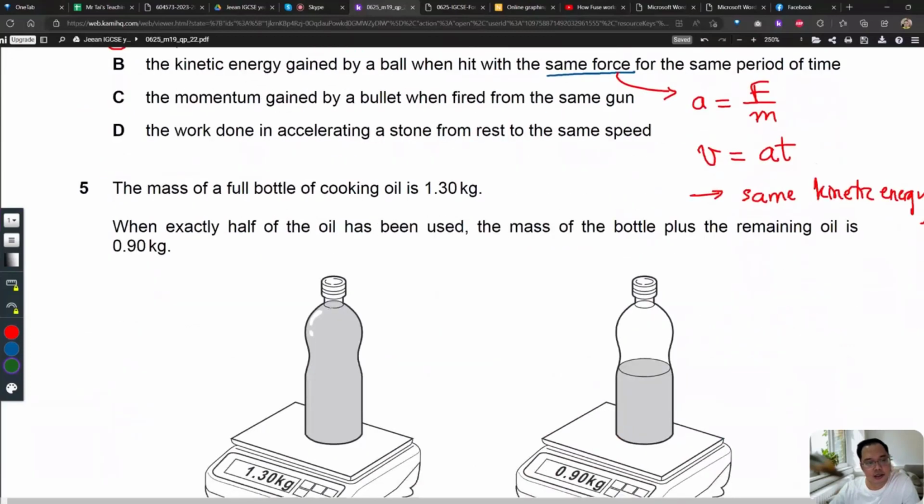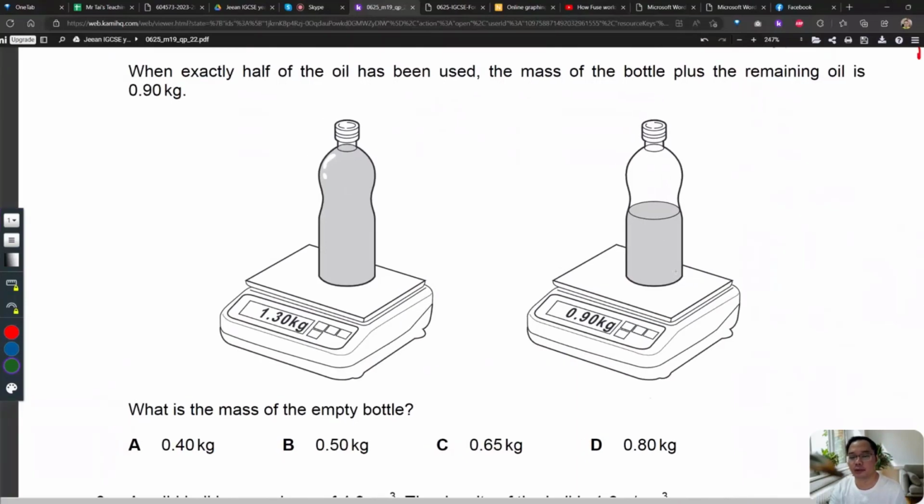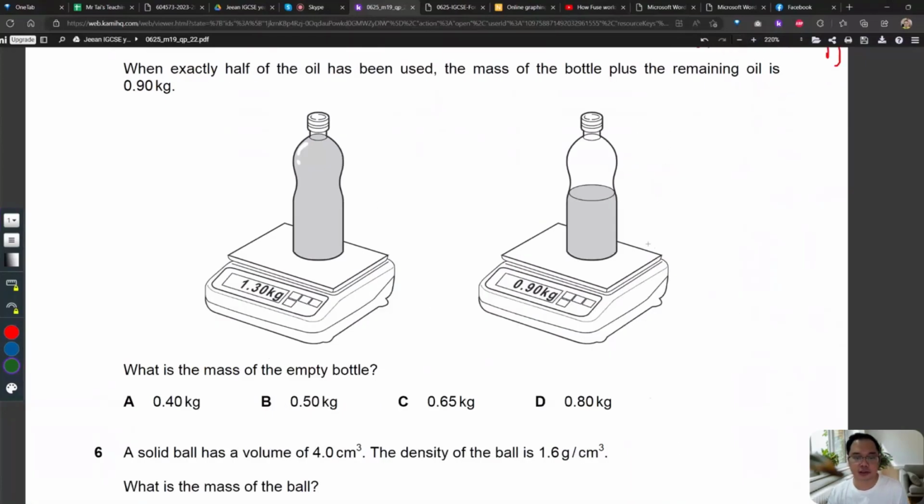Question 5. The mass of a full bottle of cooking oil is 1.3 kilograms. When exactly half of the oil has been used, the mass of the bottle plus the remaining oil is 0.9 kilogram. What is the mass of the empty bottle? It is a simple problem. I think you can work out the solution yourself.